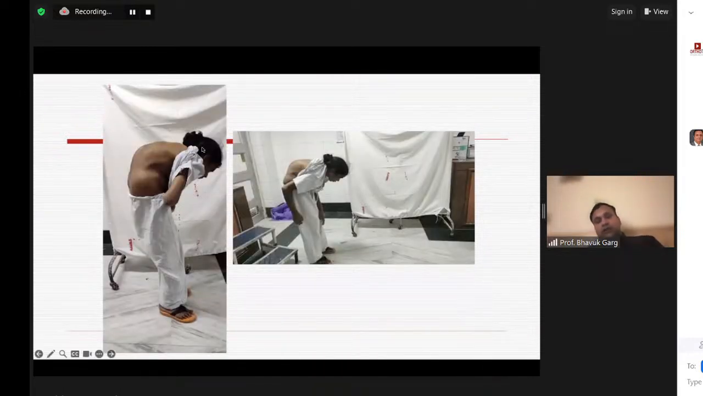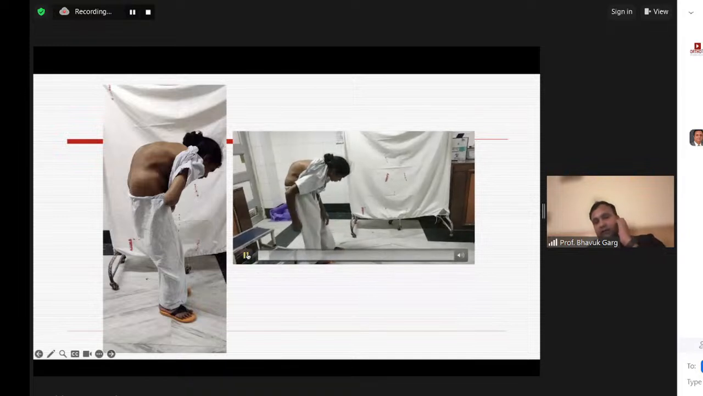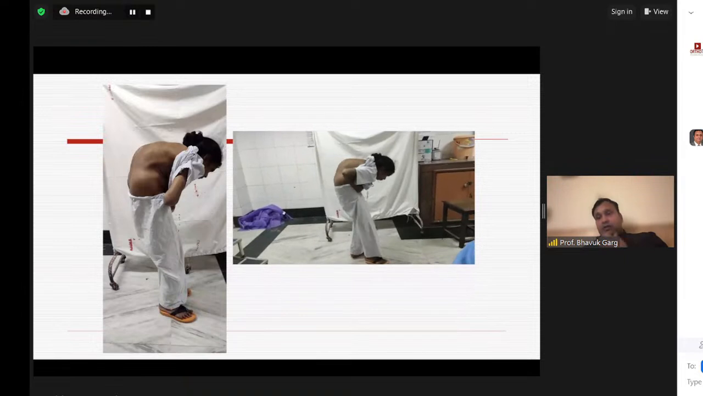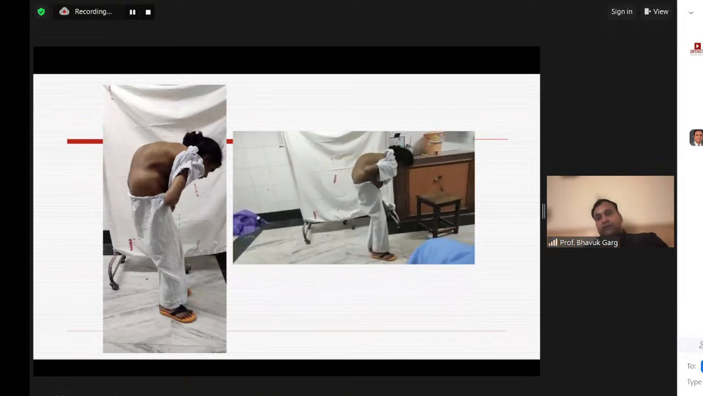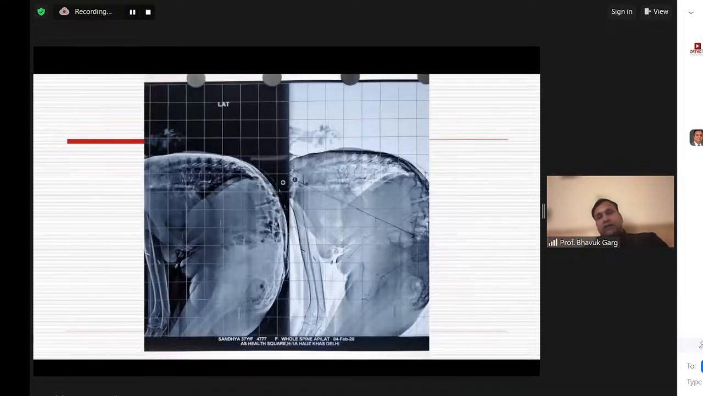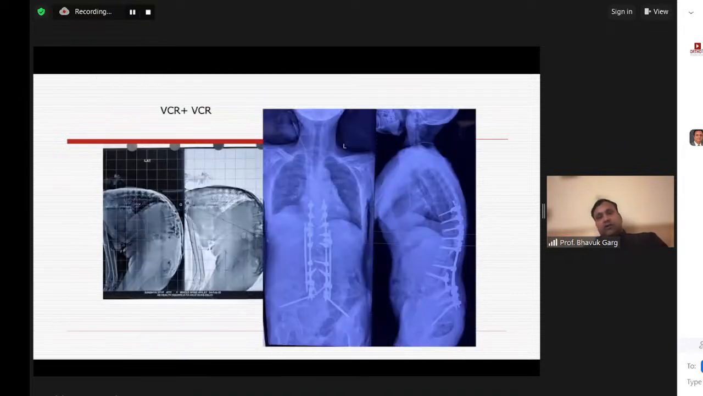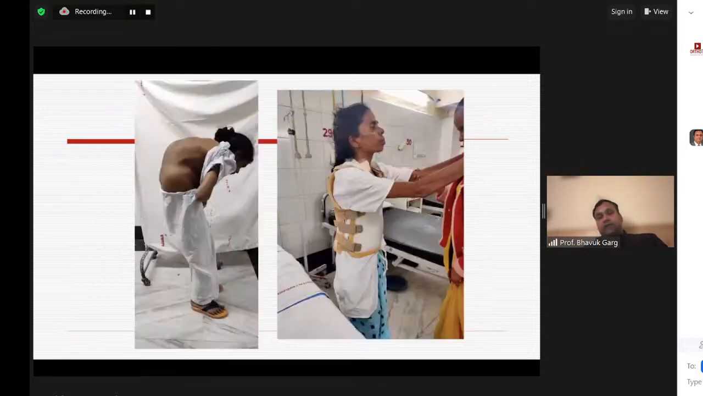Now, this is the most severe case, and the last case which we have done. This required 140 degrees of correction. So the only way was to do a 2-level VCR, which I did in the same sitting, at L4 and L1. These were the intraoperative pictures, and I could get a good correction. You can see here 140 degrees of correction with the help of a 2-level VCR in the same patient. And these are the pre and post-operative clinical pictures of the same patient.